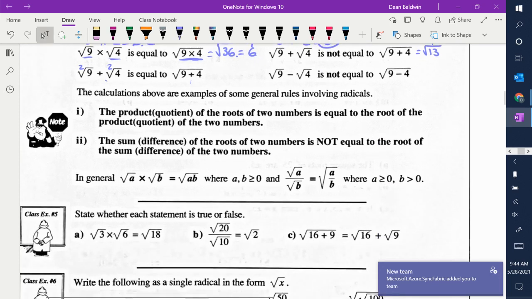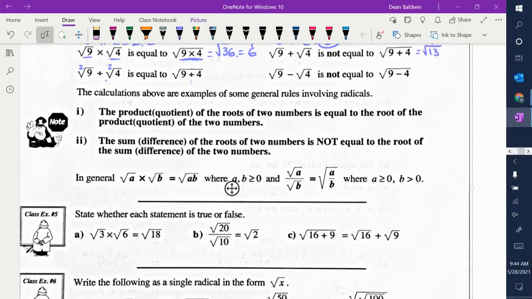And that's all this is saying, just in math speak. It's just saying the root of A times the root of B is equal to the root of AB. You can put them together. Okay? Same with division. Square root of A divided by square root of B is the same as the square root of A over B.